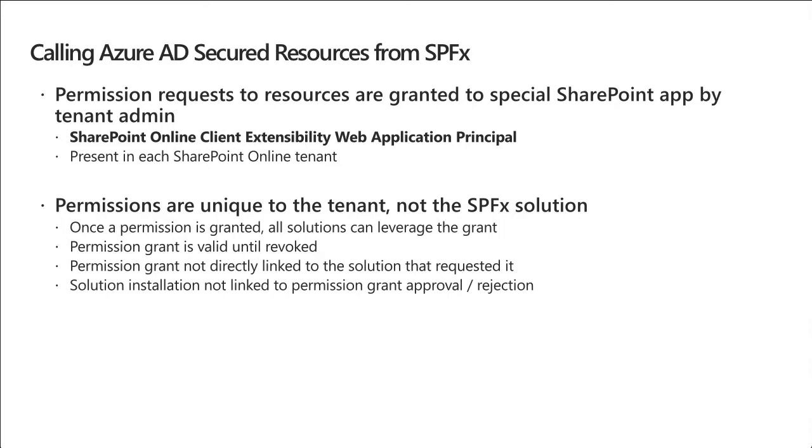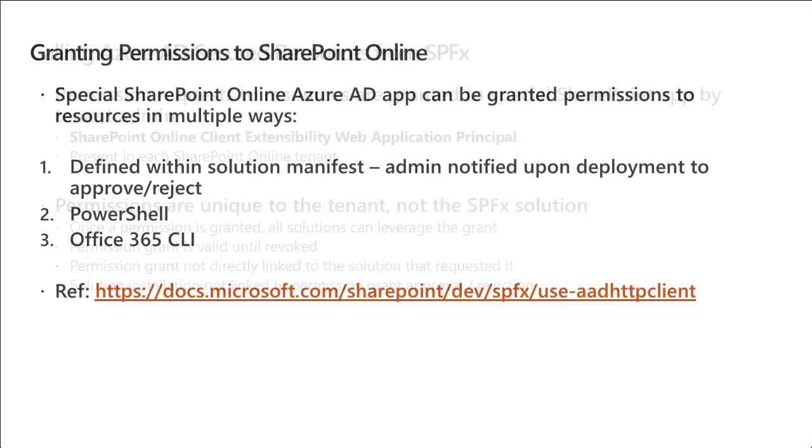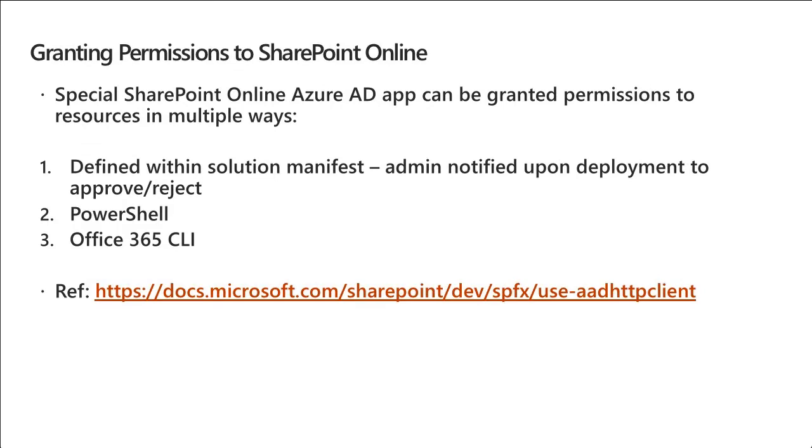So if you uninstall the application, the permission is still there and you can still use it. The grant is not directly linked to the solution. So solution installation is not linked to the permission grant, approval, or rejection. What that means is you should probably in your code assume that the grant has not been approved. So you want to have some error trapping code in there that's going to handle when you get an error that comes back.